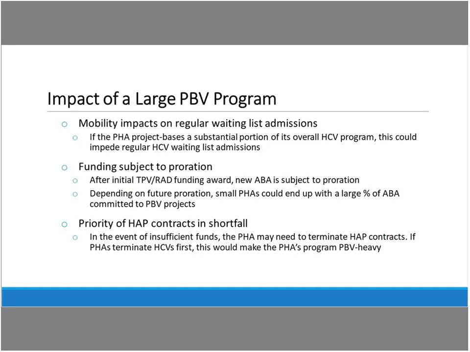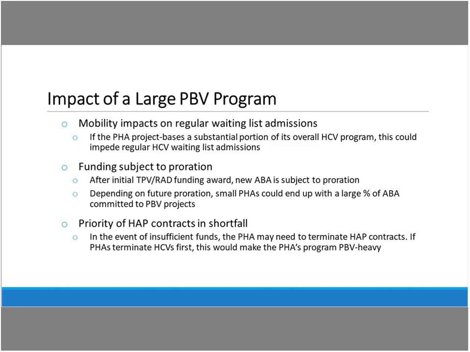Funding is subject to proration. So after the initial PBV RAD funding award, the new budget authority, your annual budget authority, is subject to proration. So this is not that dissimilar to how your programs run now, but something to keep in mind. And depending upon what future prorations look like, a smaller program could end up with percentage changing if proration goes down. So just something to be aware of, something to think about sensitivity analysis in your overall program if you are running up against any caps.